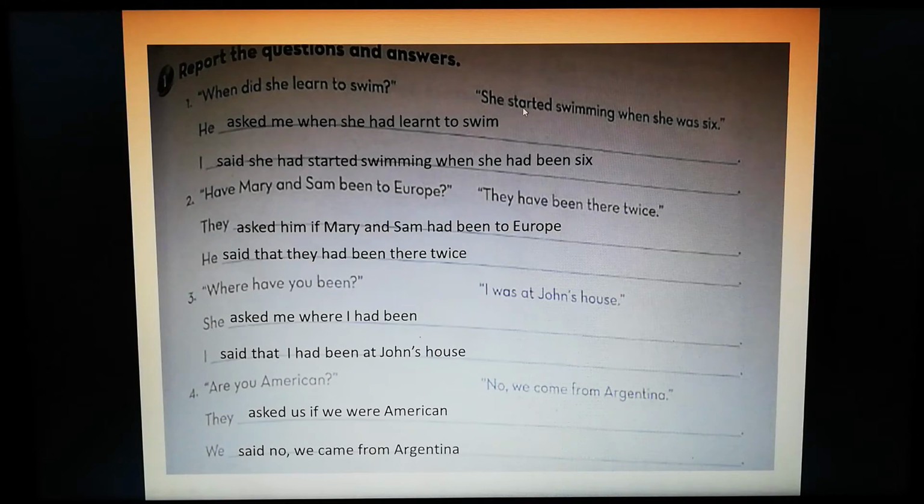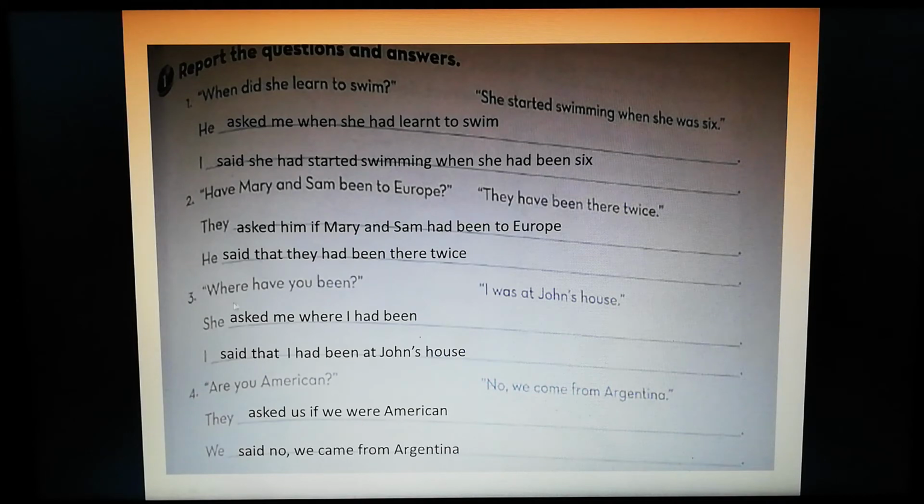The answer, she started swimming when she was 6. I said she had started swimming when she had been 6. Number 2. Have Mary and Sam been to Europe? They asked me if Mary and Sam had been to Europe. They have been there twice. He said that they had been there twice.